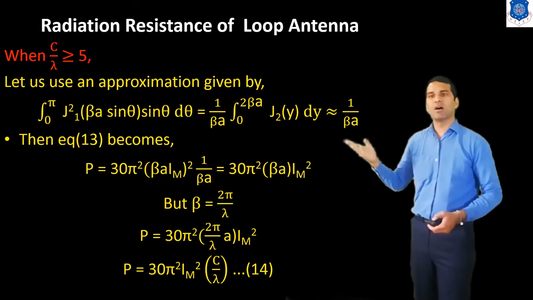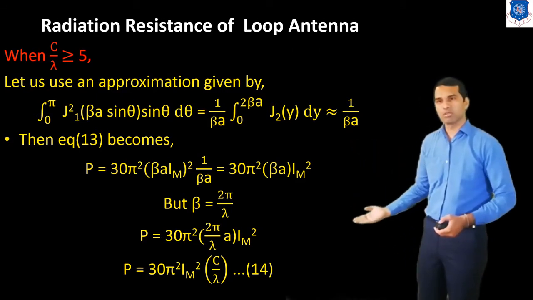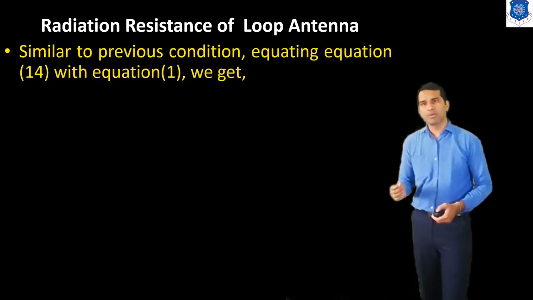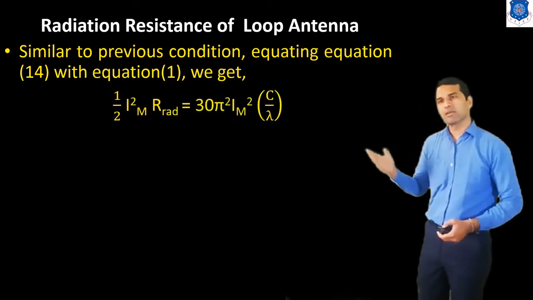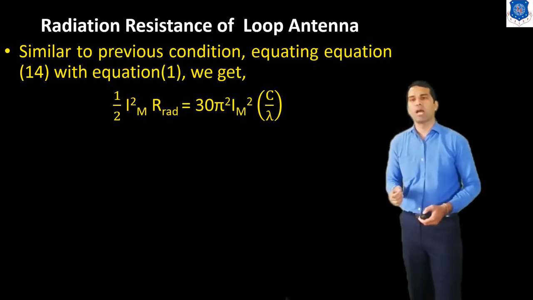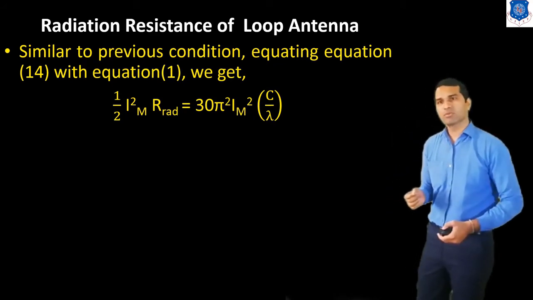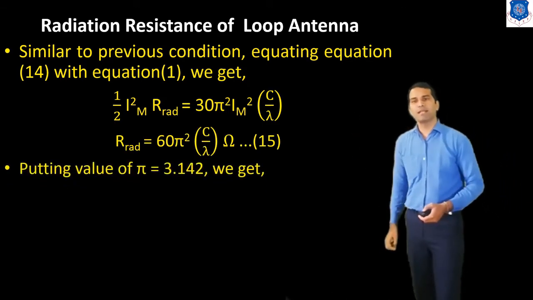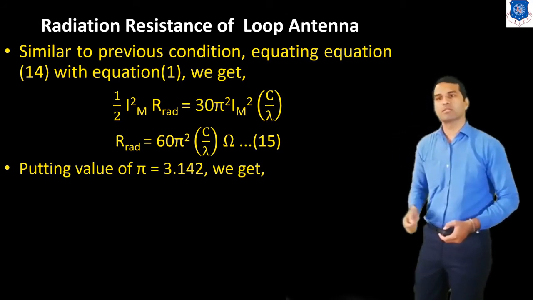So this is the P equation when C by lambda is greater than or equal to 5. Now, similar to the previous condition, equating equation 14 with equation number 1, we get, like we have compared, 1 by 2 Im square into r radiate is equal to 30 pi square into Im square C by lambda. So when we solve this equation, we can write r radiate is equal to 60 pi square C by lambda, and the unit is ohm.